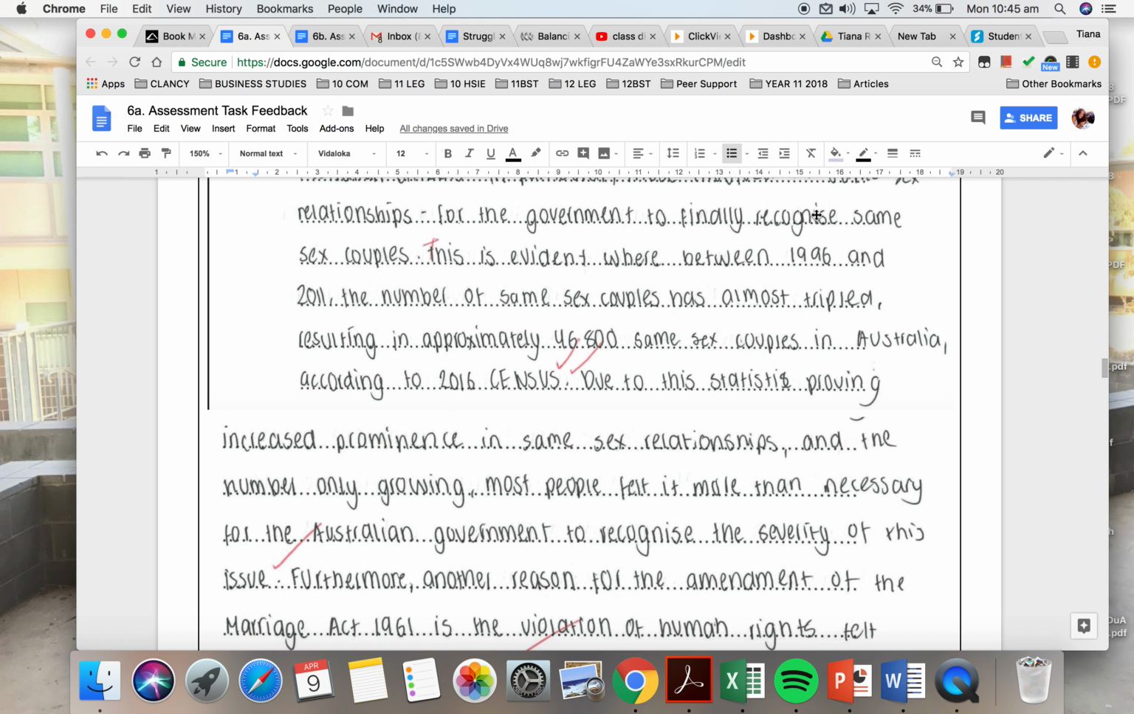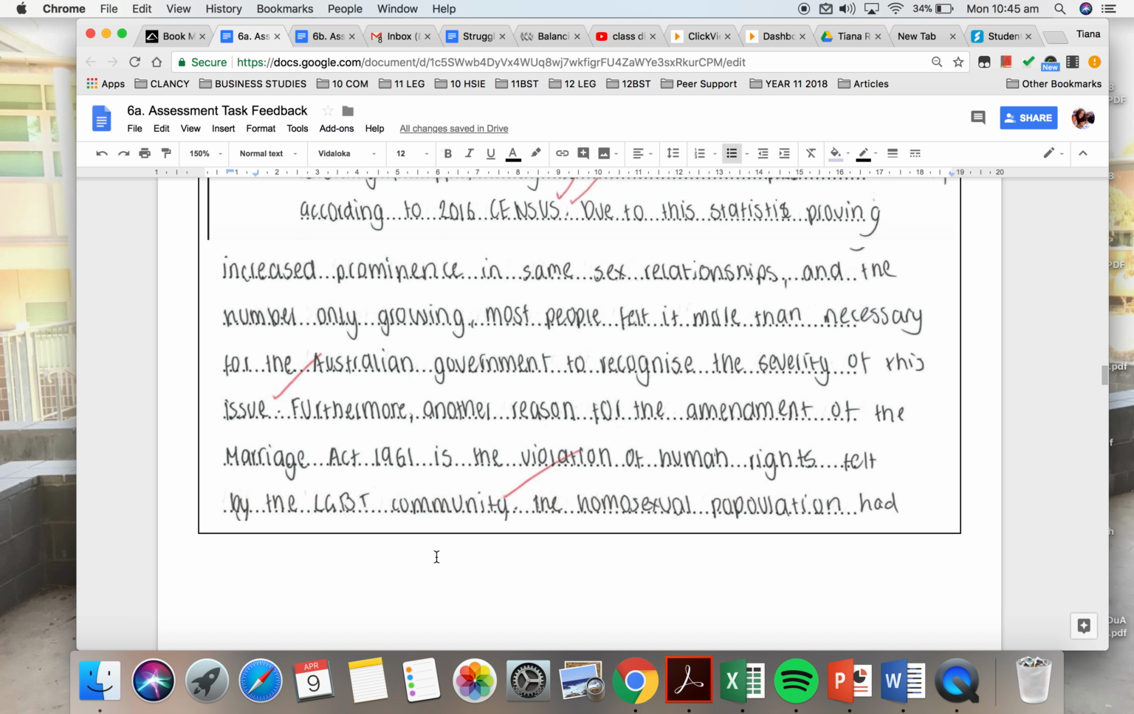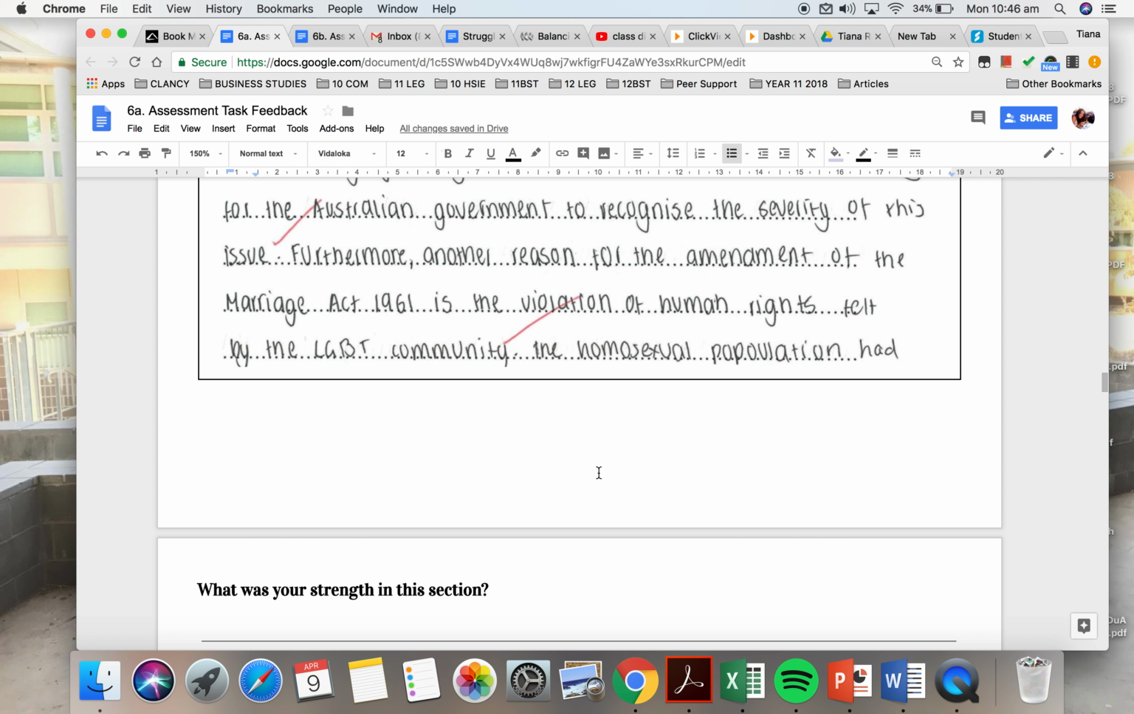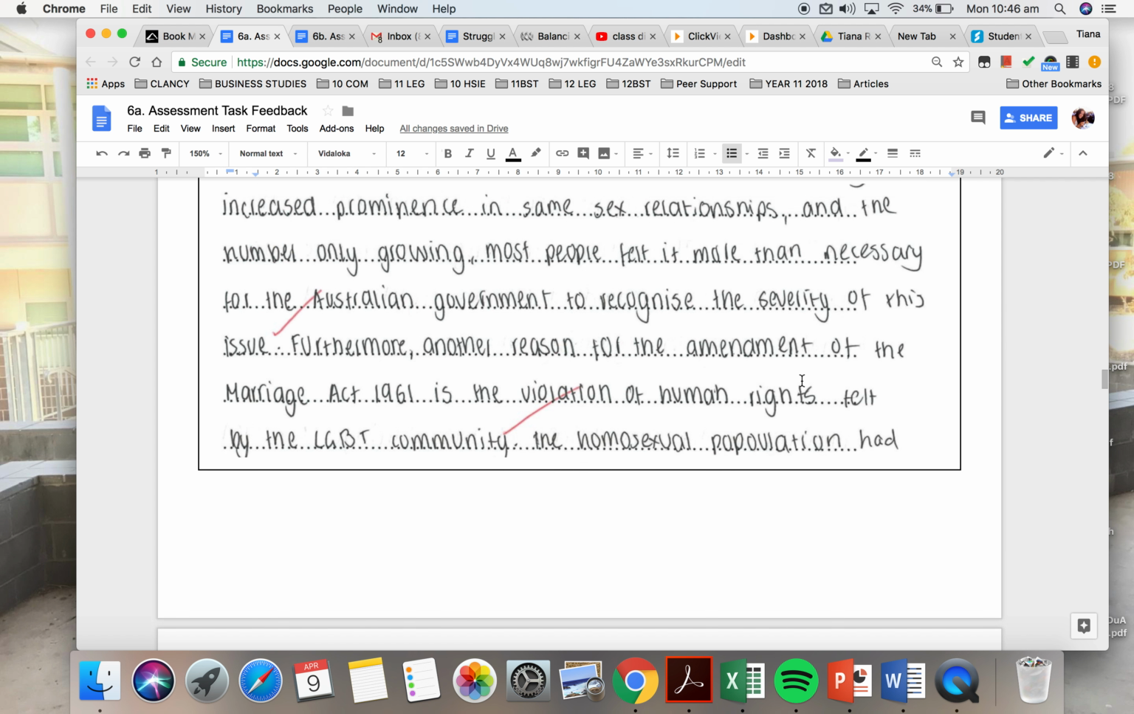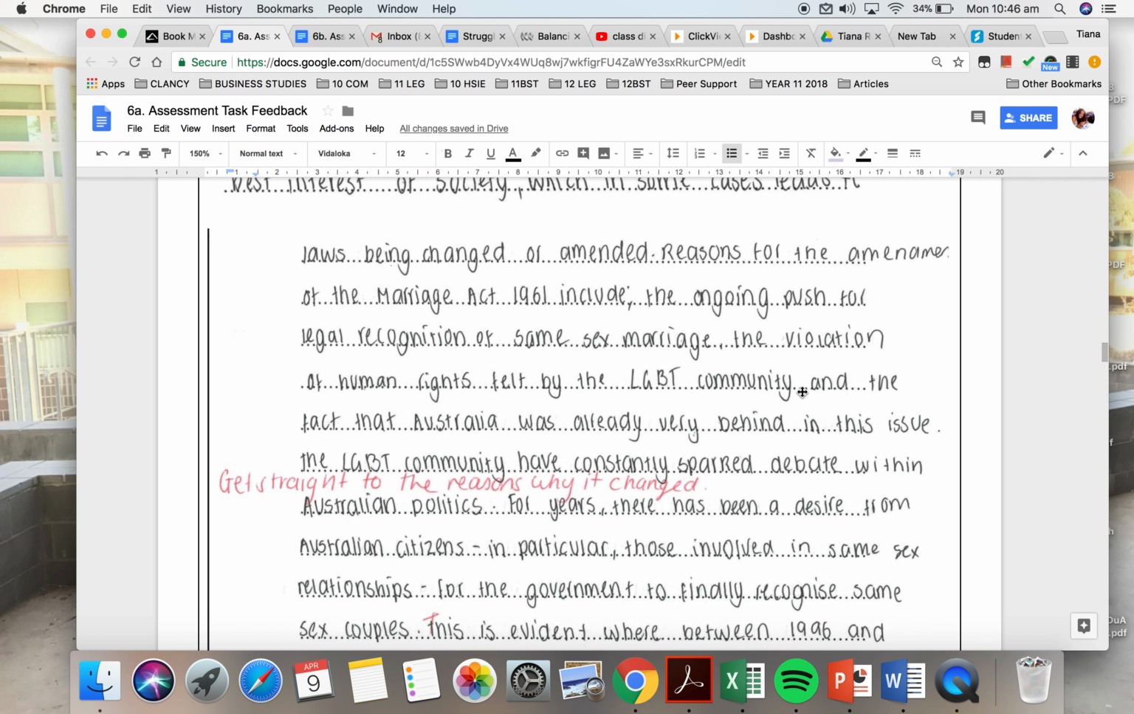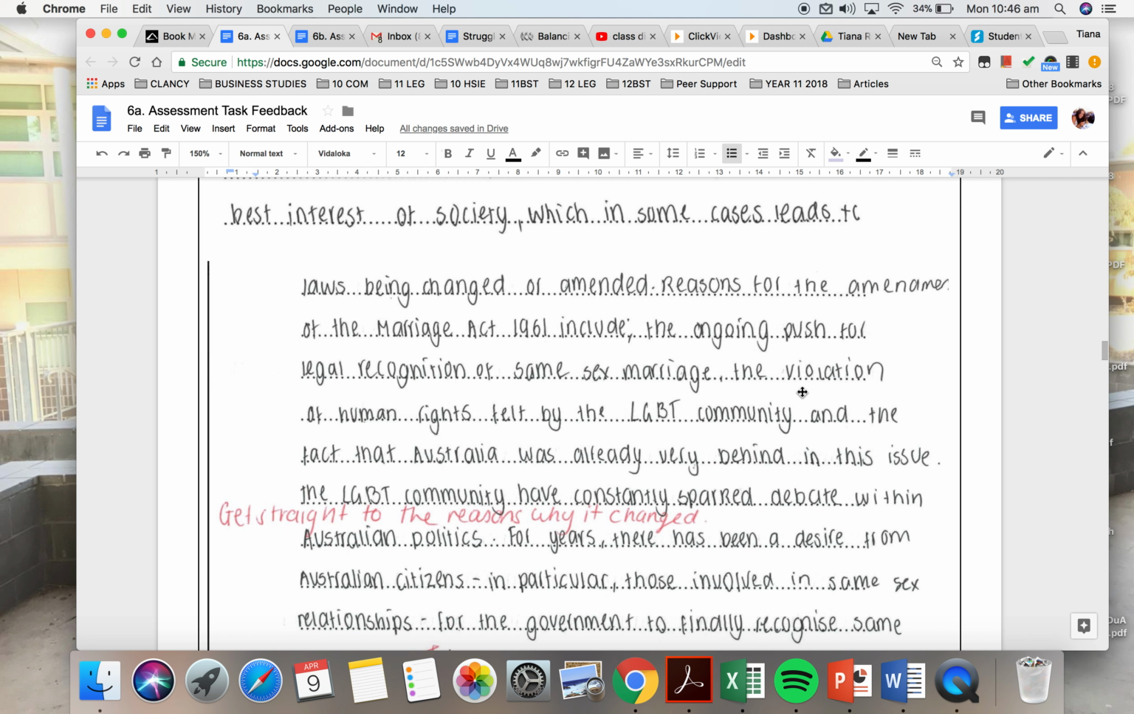The student has provided a very clear reason, supported it with real evidence, and then linked back to it being important that they made the change. Furthermore, a text connective showing the next reason: another reason for the amendment of the Marriage Act in 1961 is the violation of human rights felt by the LGBT community. Now, I'm not going to go into the second reason, but you can see that this student's response is very extensive in explaining why it changed.